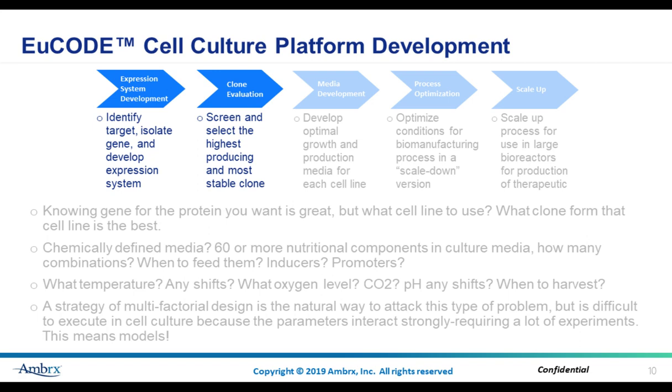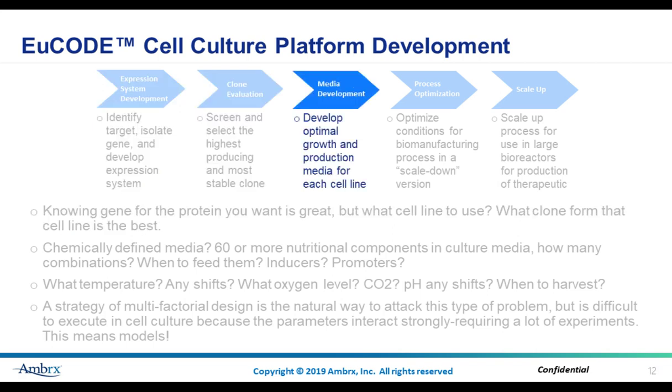A protocol needs to be set up to screen and select the highest producing and most stable clone. At this stage, the key is knowing the genes for the protein you want, what cell line to use, and which clone from that cell line is the best.